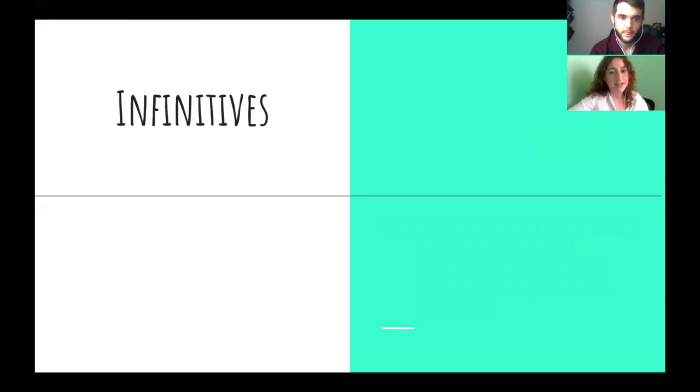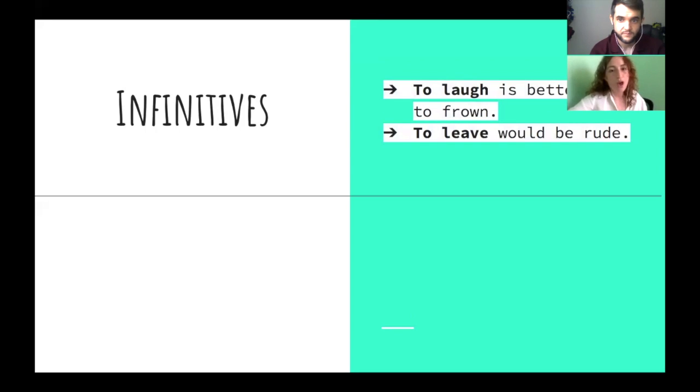Another option, which is quite similar to a gerund, would be an infinitive. An infinitive again is when the verb acts as a noun in a slightly different way. Whereas a gerund would end in ing, in an infinitive we always have the word to and the verb in its simple form, as in these examples here. To laugh is better than to frown. The subject here is to laugh. It's the idea of laughing. It's the verb laugh, again in a noun form, talking about it conceptually, what it means to laugh, what it would be like to laugh. The second example: to leave would be rude.